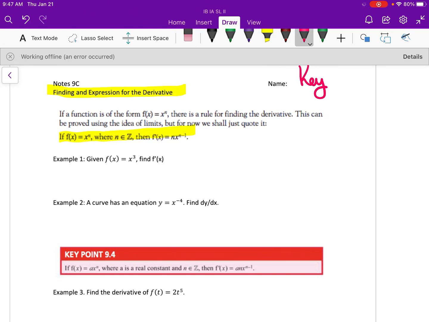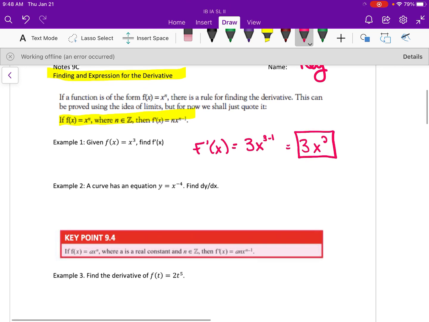In this example right here, given f of x equals x cubed, find f prime of x. So instead of looking at graphs for this or looking at the way we would draw it, we're just going to find the derivative. So f prime of x, you would just take the 3, bring it to the front, and then subtract your power of 3 by 1. So your derivative would just be 3x squared. Okay, so the derivative of x cubed is just 3x squared.